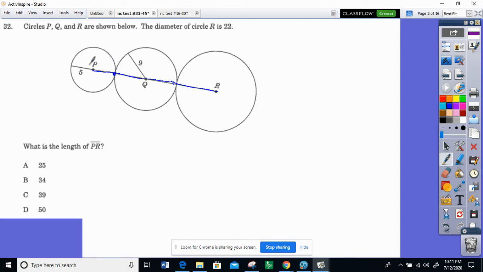Well, the length from P to the boundary between circle P and circle Q is a length of 5. In circle Q, the radius is 9, no matter if we draw it here to the left or here to the right. And in circle R, if the diameter of the circle is 22, then the radius is 11. So the length of segment PR is going to be made up of a 5-unit length plus 2 9-unit lengths plus an 11-unit length, which is going to be a total length of 34, which gives us B.